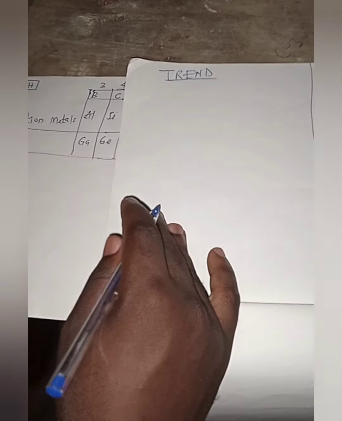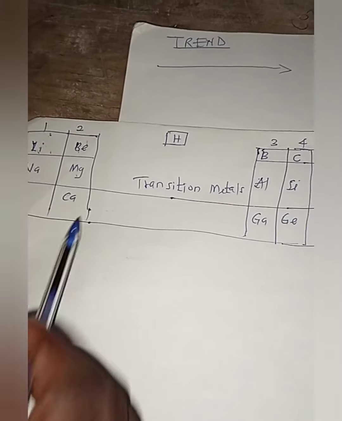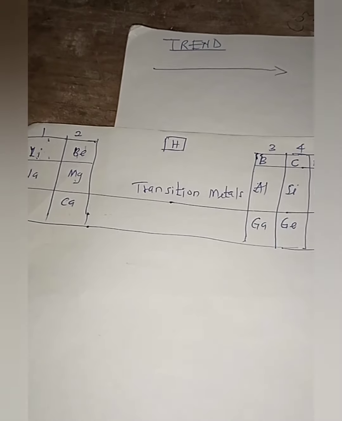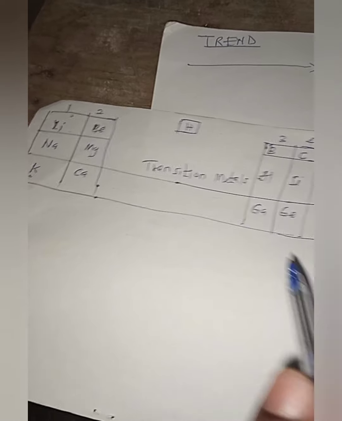We will explain the trend in atomic radius. When we are moving from left to right across the periodic table, atomic size decreases. The atomic radius decreases, so moving from left to right, that is across the period, the size decreases.